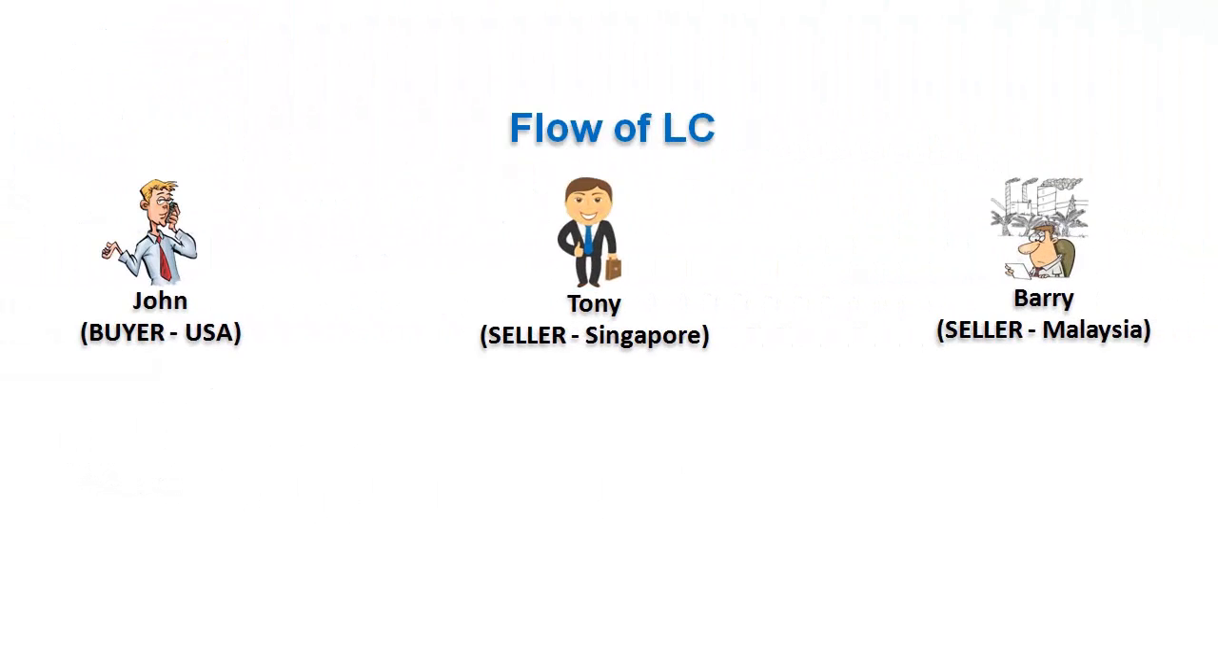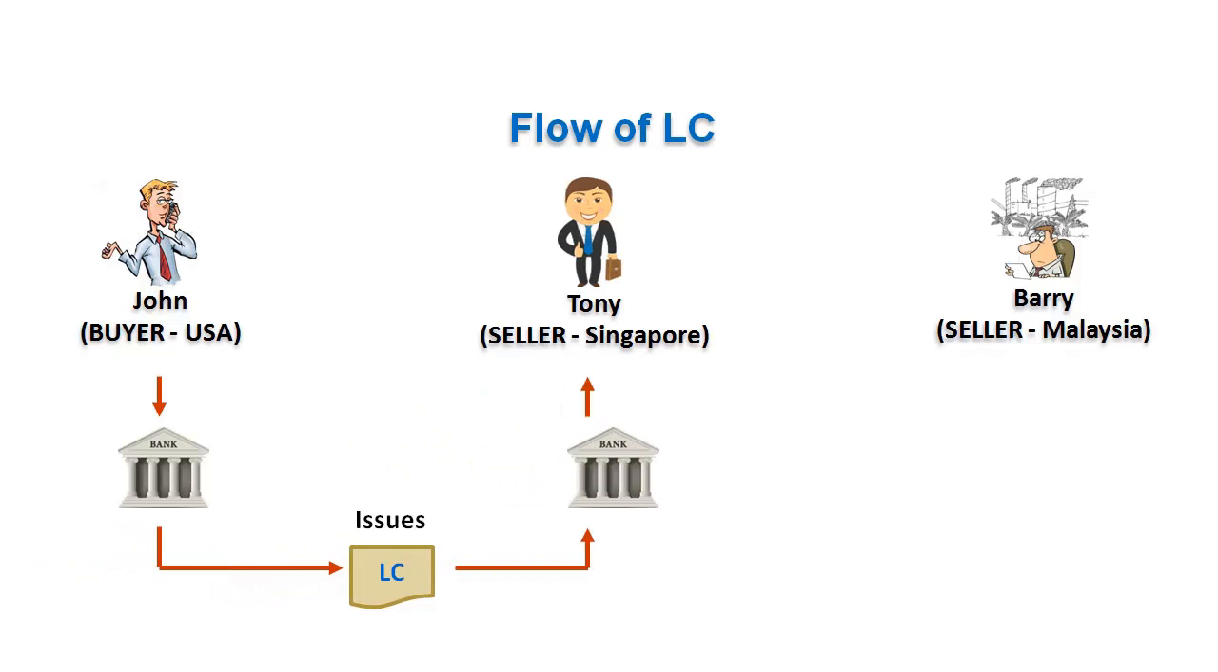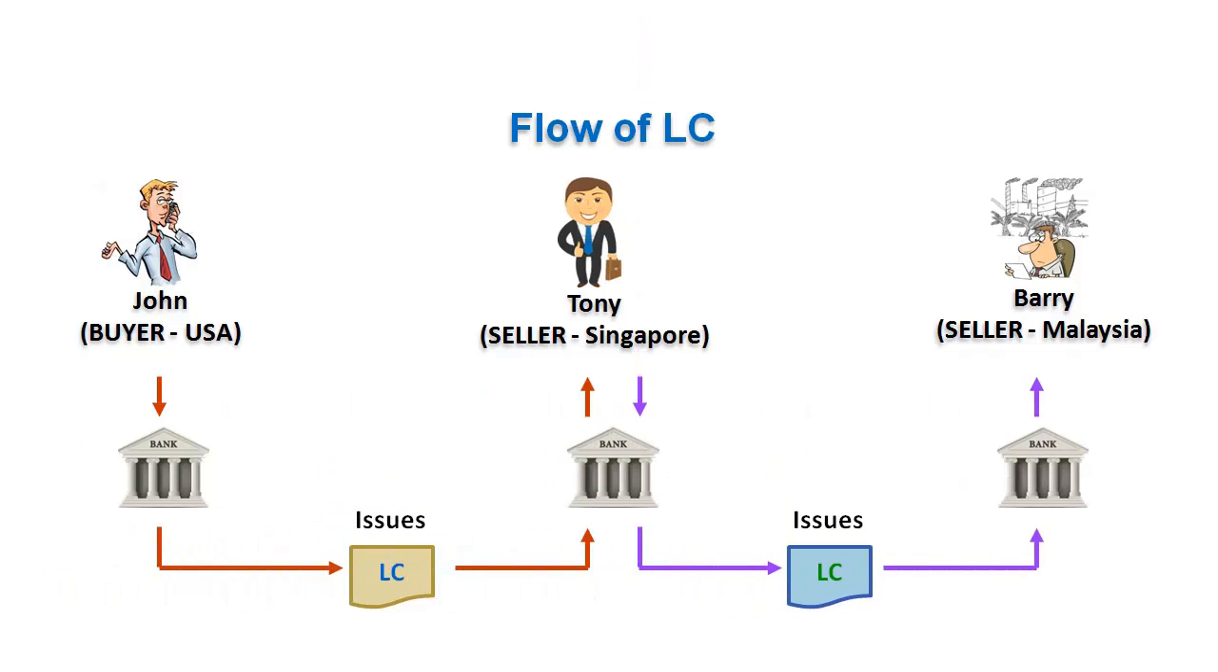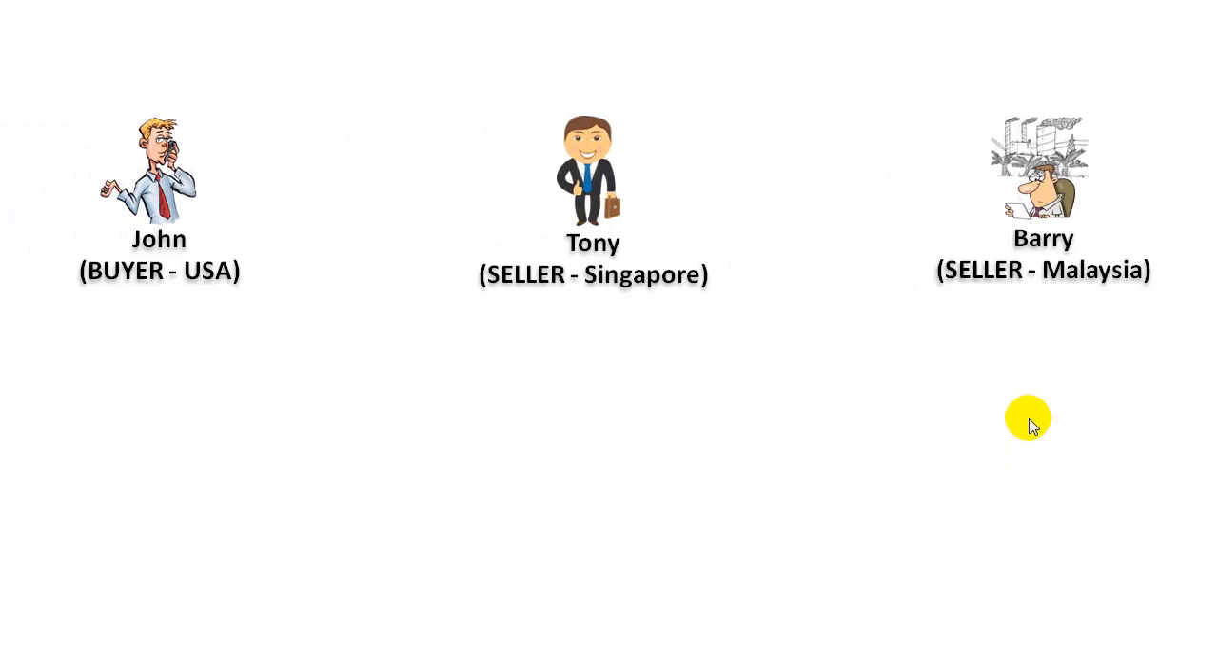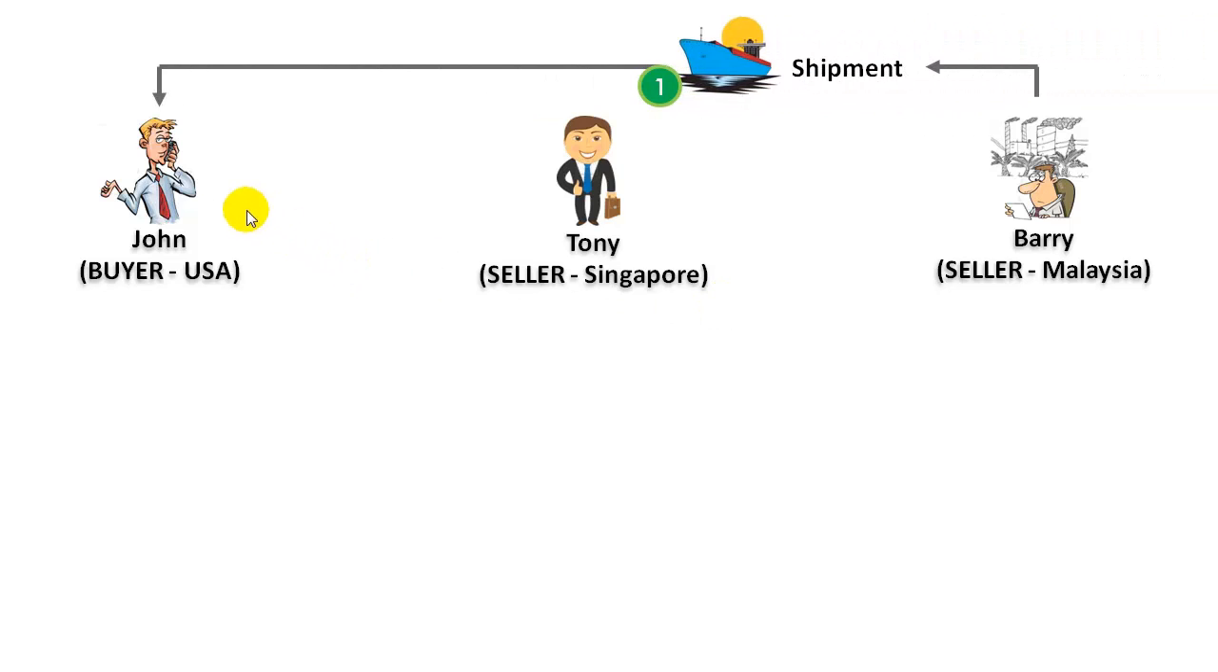Before we look at the flow of documents and payment, let's look at how the LC is issued one more time. The LC starts on the instruction of the final buyer, that is John. Then it goes to Tony, and then the back-to-back LC is issued at the request of Tony and delivered to the final seller, that is Barry. Once Barry receives the back-to-back LC from Tony, the next thing to happen is shipment of goods to the final buyer, that is John.